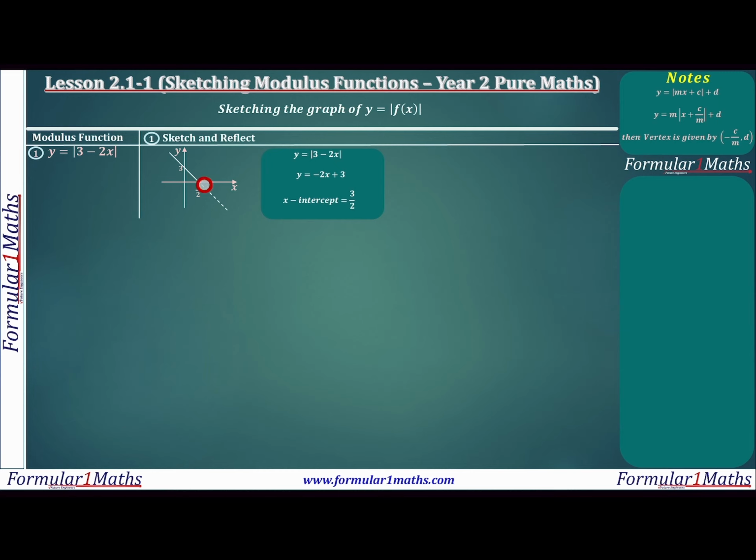But this part of the graph has negative y values. It's not acceptable. So we reflect it in the x-axis, and we get this. And that is our sketch.